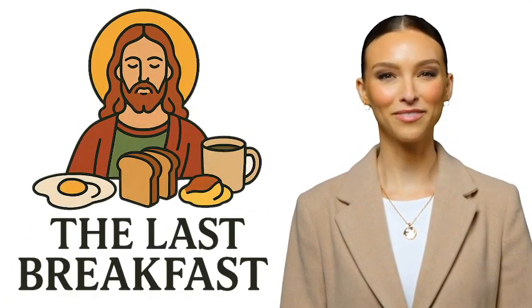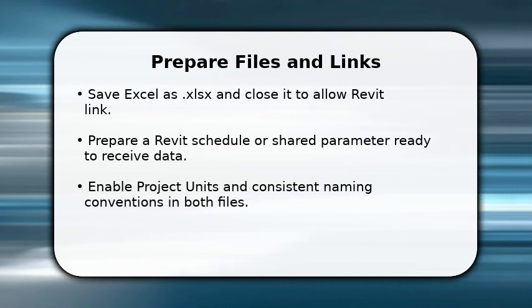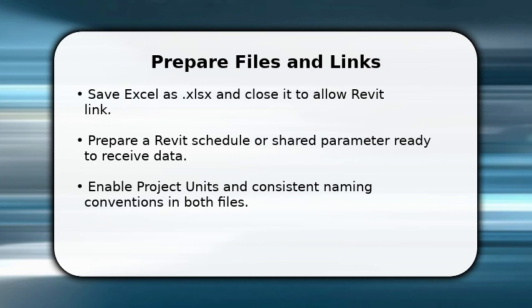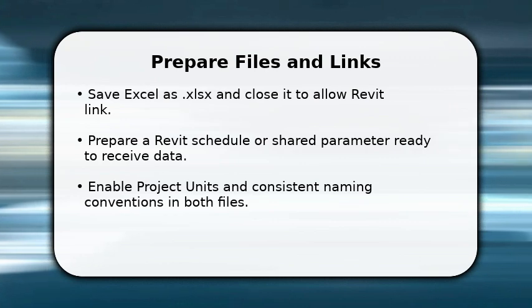Please enjoy the video. You begin by getting both files ready. Save and close the Excel .XLSX and confirm Revit has the schedule or shared parameter you will populate. Make sure naming matches exactly between Excel columns and Revit fields. This avoids mapping mistakes. Once done, open Revit and verify project units and parameter types match Excel data types so numbers and dates import correctly. These steps reduce errors later and let you proceed directly to establishing the actual data connection.